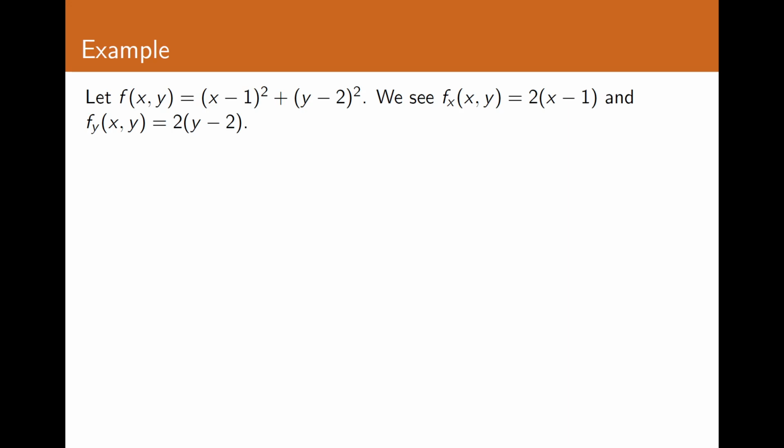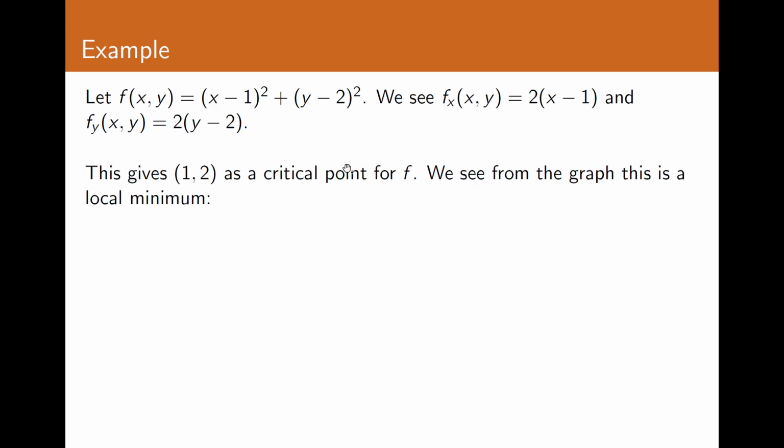It's easy to see both of these partial derivatives are defined everywhere, so our only critical points are going to be where both of them are 0. So the first one, the 2 times (x minus 1), this is only going to be 0 when x is equal to 1. And the second one is only going to be 0 when y is equal to 2. So the only point where both of them are 0 is the point (1, 2). So that means that this is a critical point for f.